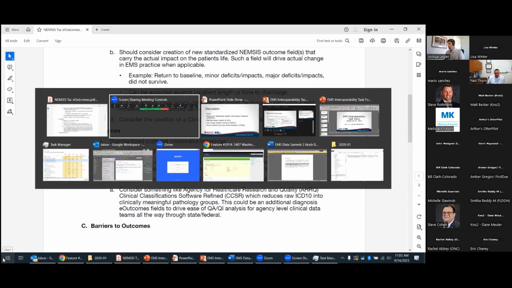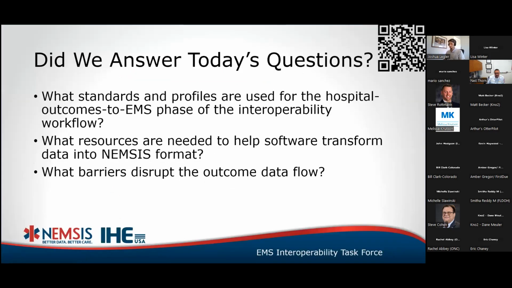Okay, so opening it up to all of you. I want to know if we have been able to answer today's questions: which standards and profiles are used for getting hospital outcomes to EMS, what resources are needed to help transform data into the NEMSIS format so that we can get those outcomes into the national database, and what barriers are in the way. Did we answer these questions? Is there more that we need to dig into? Do you still have questions around this topic?